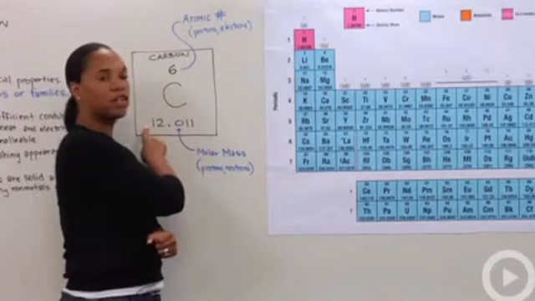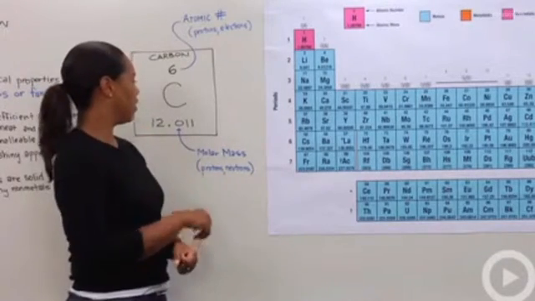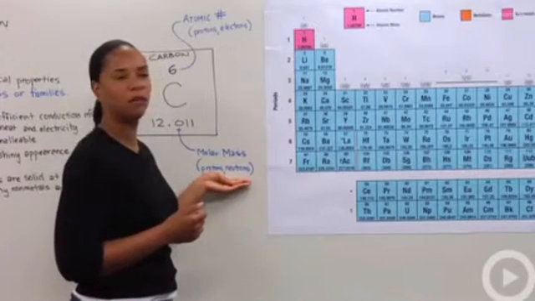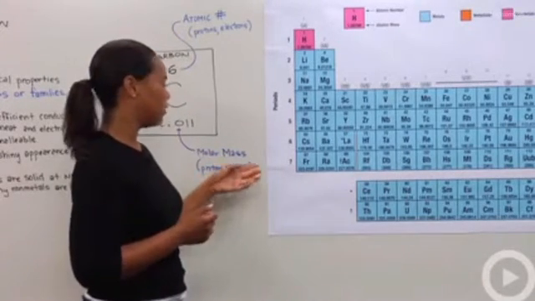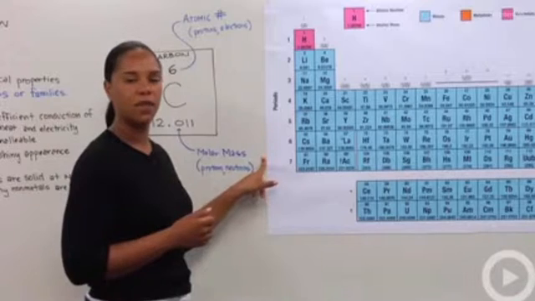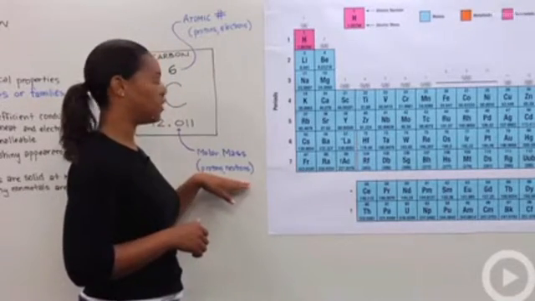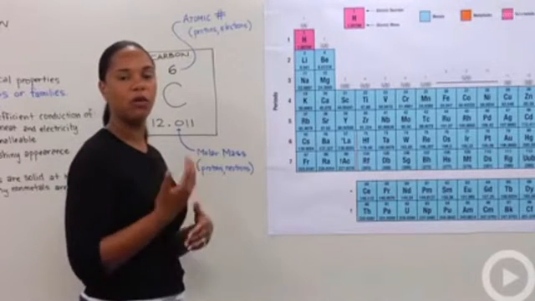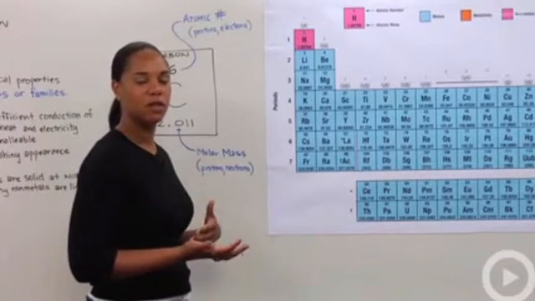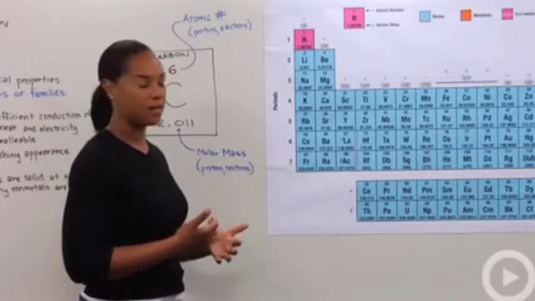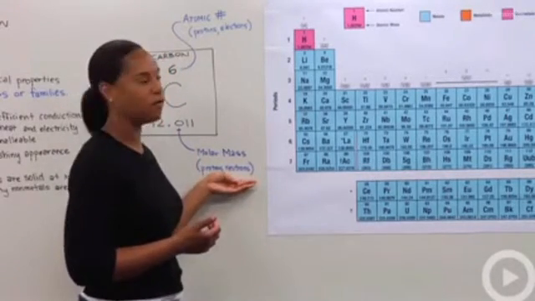Then you also have the information of the molar mass at the bottom. For carbon, it's 12.011, and that tells you how many protons and neutrons there are. Molar mass is usually given in units of grams per mole. Remember that if you have a different number of neutrons, then that will give you the various different isotopes. So there's carbon-12 and carbon-14, different isotopes of carbon because they have different numbers of neutrons.